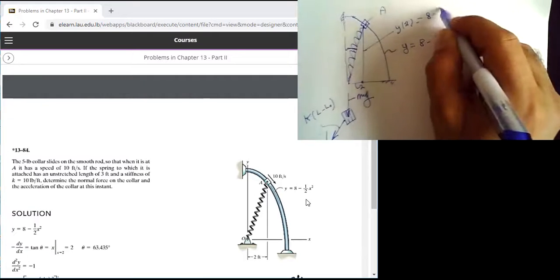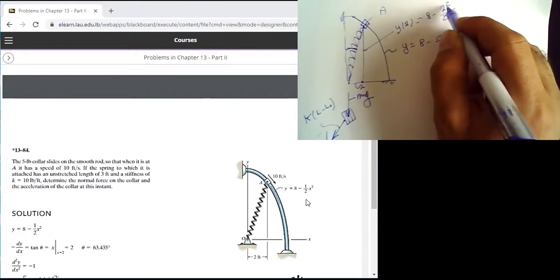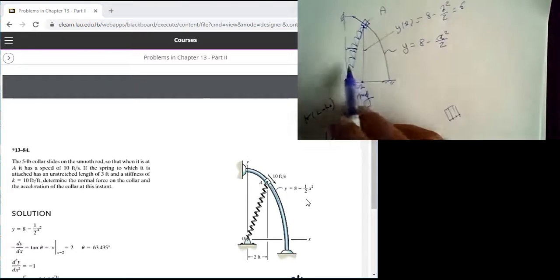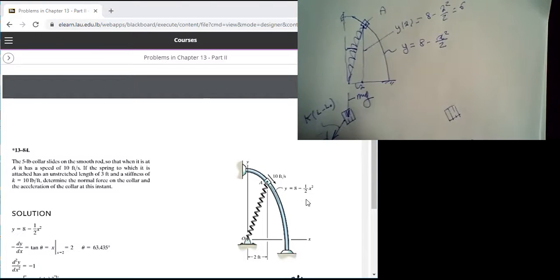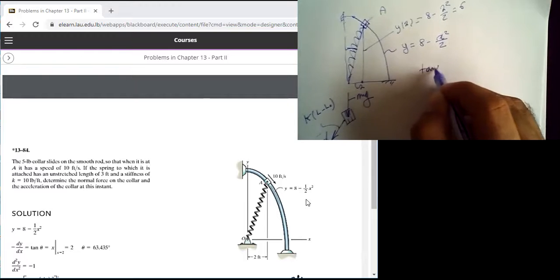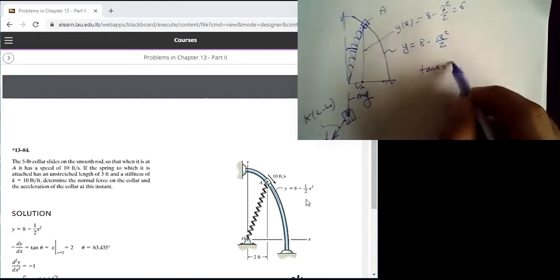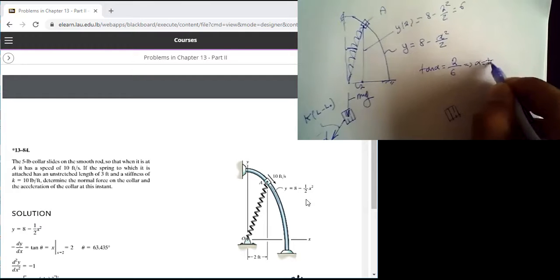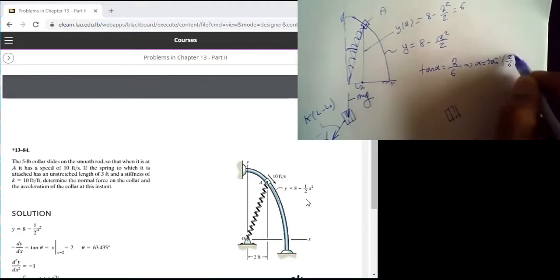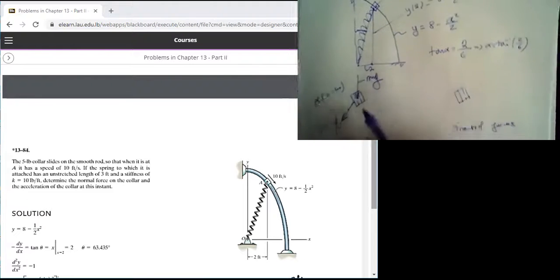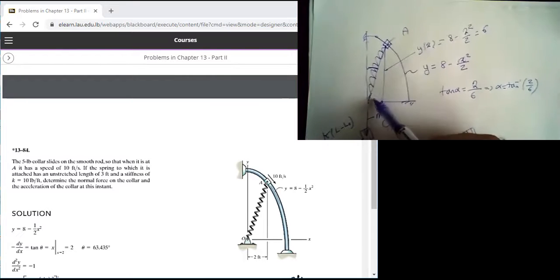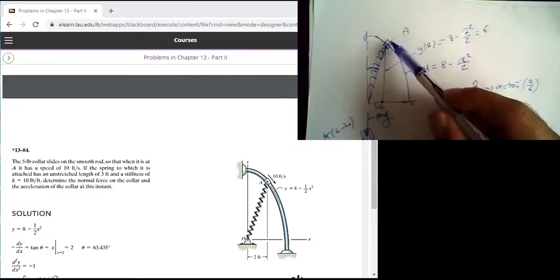8 minus 2 squared over 2. 2 squared over 2 is 2, so y is equal to 6. So this angle is alpha. What is tangent alpha equal to? 2 over 6, right? Does that make sense, guys? So here, that is the angle that the force of the spring makes with the vertical line, right? And I'm able to actually capture it from this diagram.